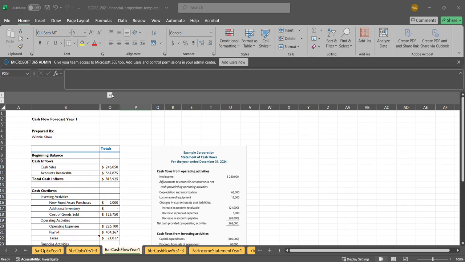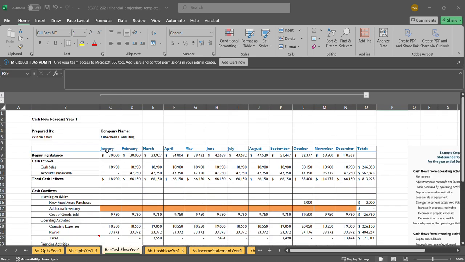So what I'll do is I'll expand this out. And here we see a month over month trend of the cash flow for the business. So I'm going to review column B, which has different cash categories. So we're starting with the beginning balance.